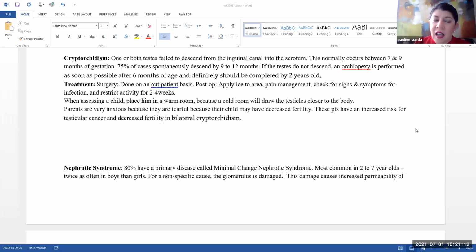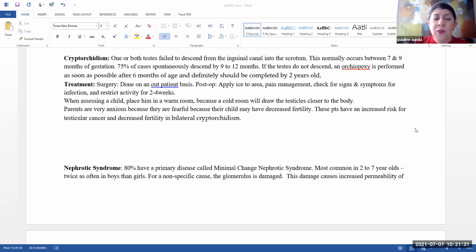So treatment, I just mentioned, is surgery. It is done on an outpatient basis. Post-operatively, they will apply ice to the area, pain management. A few days later, checking for those signs and symptoms of infection. And they also want to restrict activity for 2 to 4 weeks.